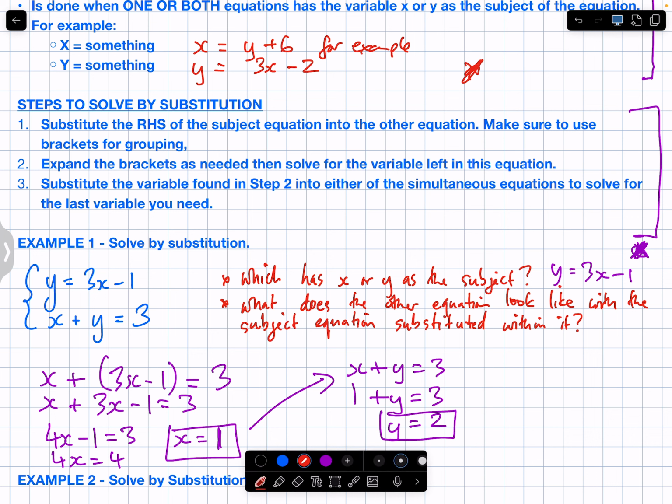I could have put it into the other equation. Y is equal to 3 lots of 1, take 1. What's 3 lots of 1? 3, take 1. See how it also says that y is equal to 2? Choose the easier one. Okay?